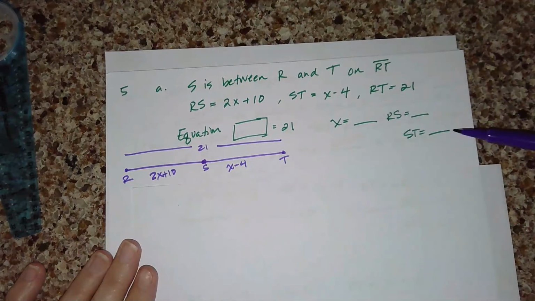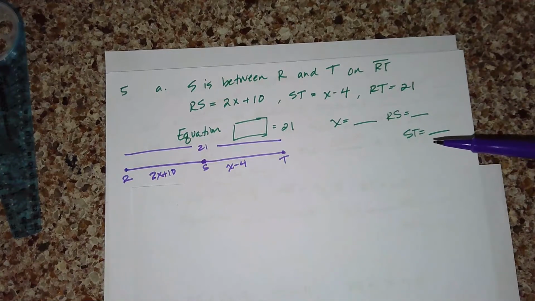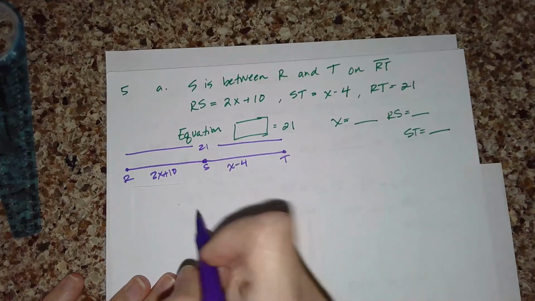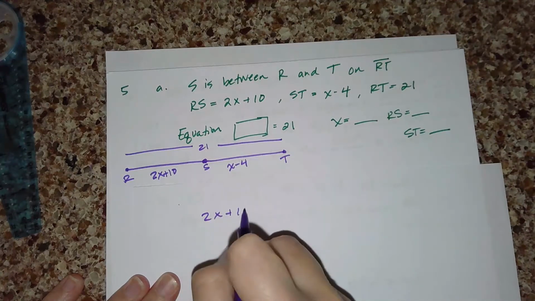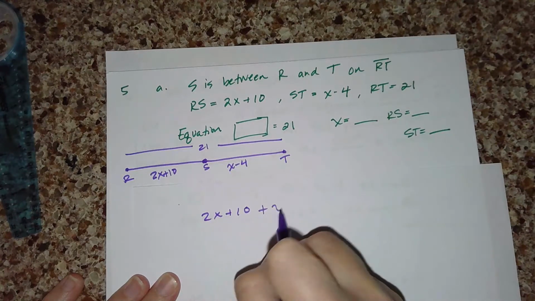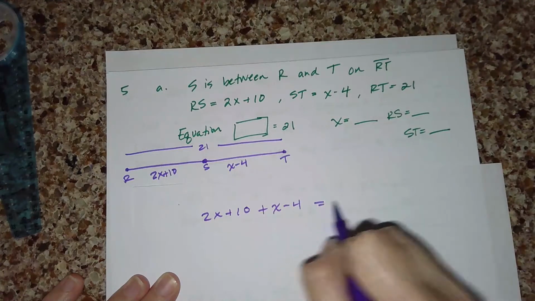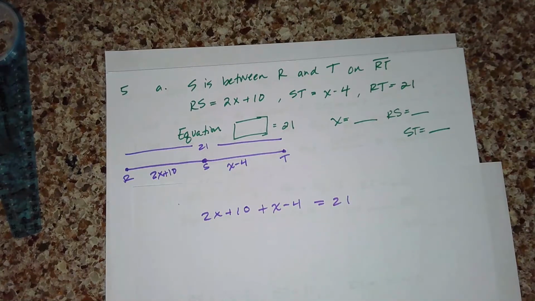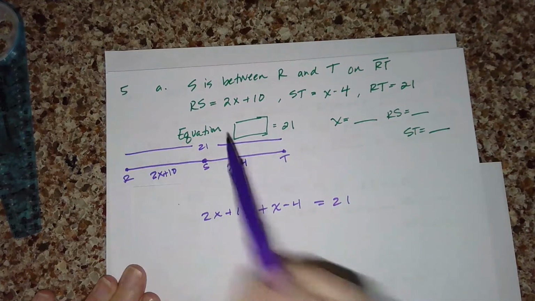I want us to solve for x. Notice the directions didn't say write a simplified expression. On this one, what I know is if I put 2x plus 10 plus x minus 4, it has to equal 21, because this whole length is 21.